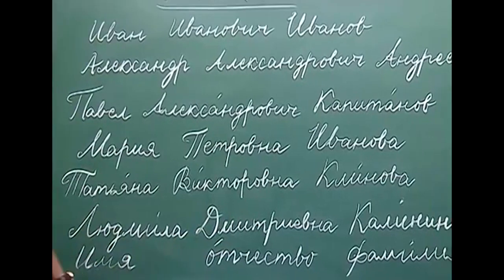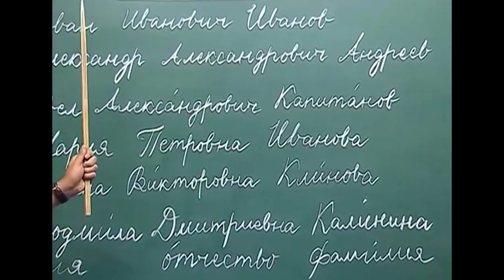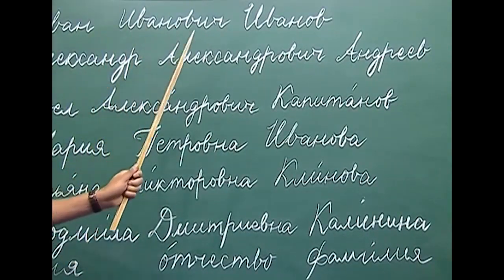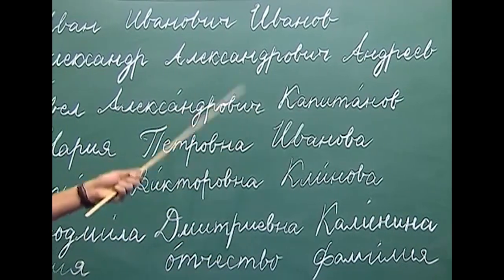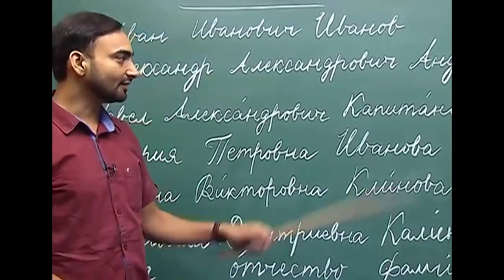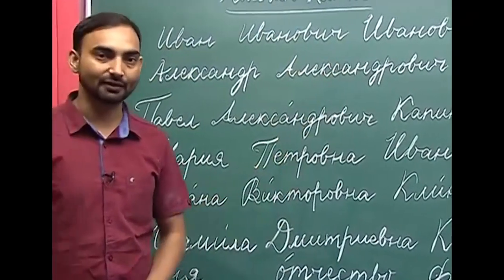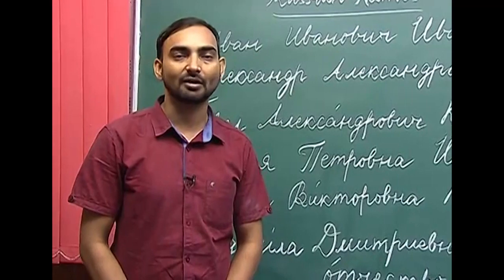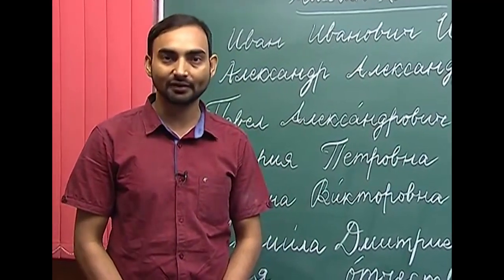So, the first one is the given name or the first name, the second one is derived from your father's name, and the third component is your surname. So, as you can see, each Russian name consists of three parts. Now we will discuss each of those parts separately.